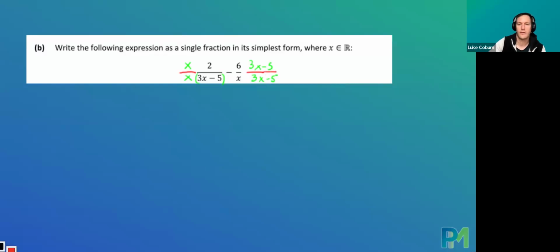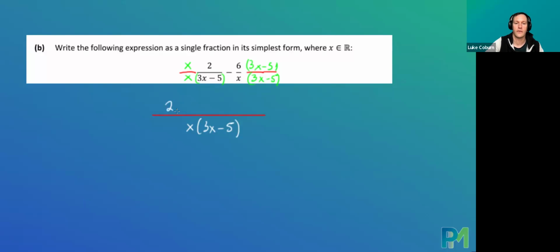Let me just put that in brackets. So now we have the same denominator, right? x times 3x minus 5 is the denominator here, and x times 3x minus 5 is the same denominator here. So what we're going to do now is combine it into one fraction, and we can write down x times 3x minus 5.